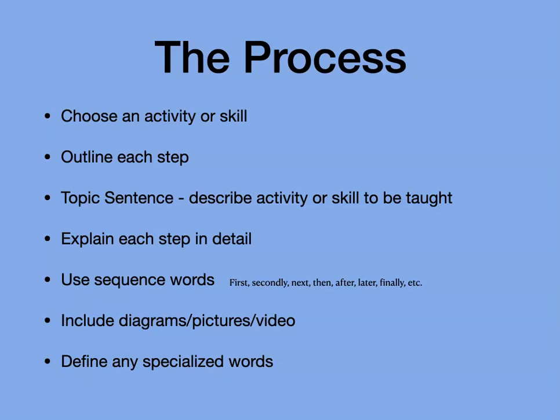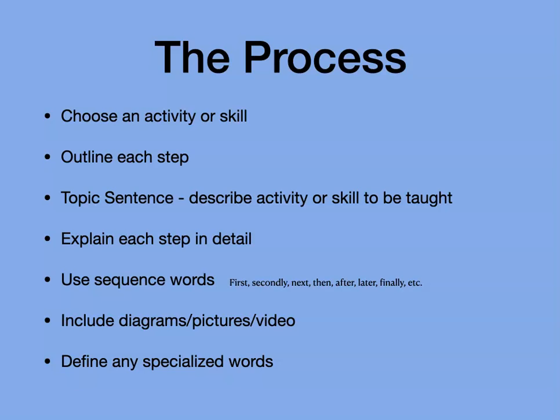Now the process. The hardest part of this whole process is choosing the activity or skill that you want to share. What activity, what skill is it that you feel like you can share that is easy to explain, isn't too complicated, and is easy to put down on paper? Make sure once you choose that, you outline each step. You may find that as you start writing, you're going to need extra steps, but just bullet those steps you could think of right off the top of your head, and you can add as you continue writing.